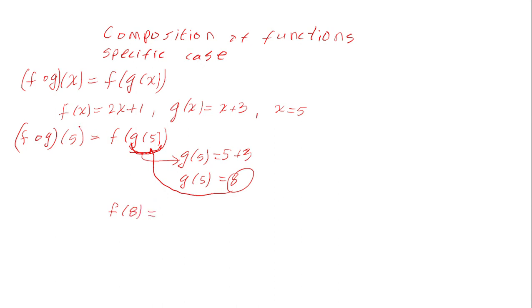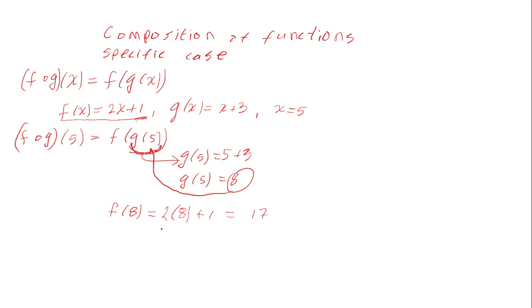So now we need to go into the f of x function, which is right there, and then plug the 8 in. So f of 8 equals 2 times, instead of x right there, we put 8, and then we still have plus 1 from right here. So 2 times 8 is 16, plus 1 is 17.